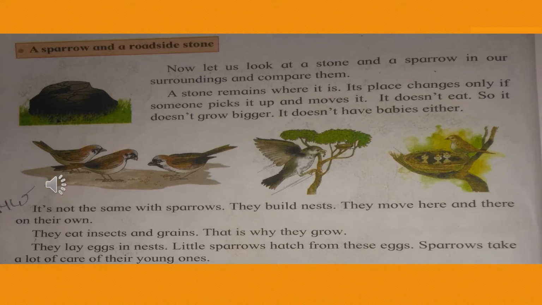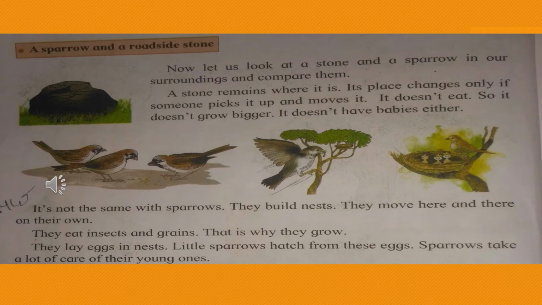It is not the same with the sparrows. They build nests, they move here and there on their own. They eat insects and grains. That is why they grow. They lay eggs in nests. Little sparrows hatch from these eggs. Sparrows take a lot of care of their young ones.